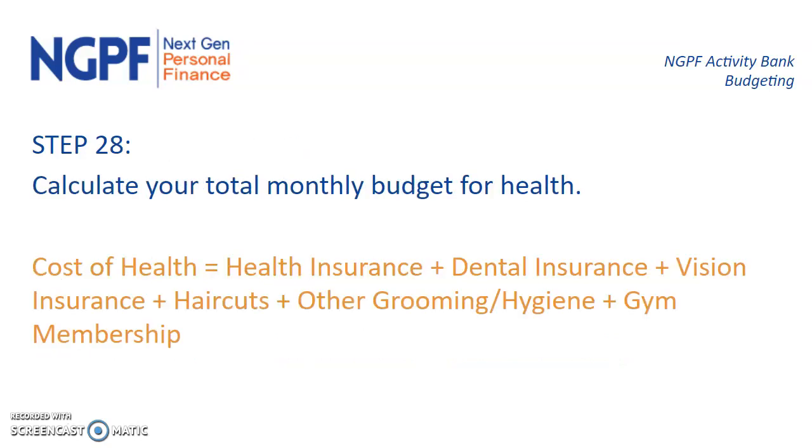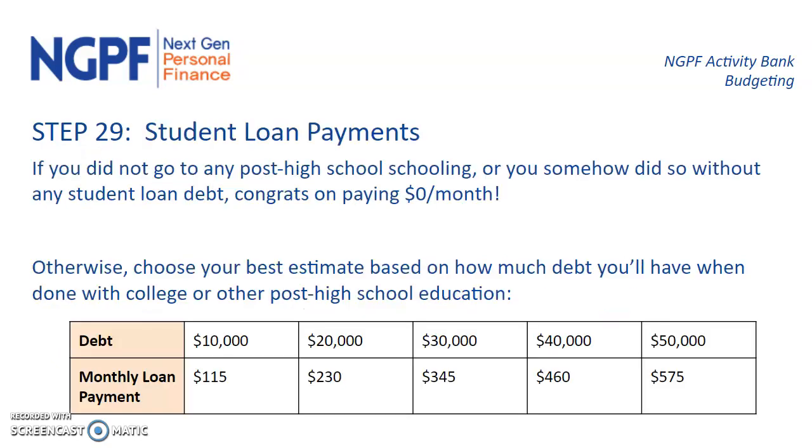Calculate your total monthly budget for health. So you're going to add those together. Student loan payments. Okay, if you did not go to any post-high school schooling, or you were lucky enough to have someone to pay it for you, congratulations on $0 a month.